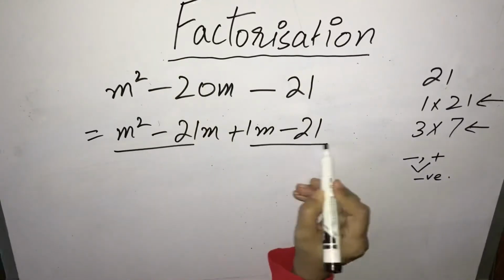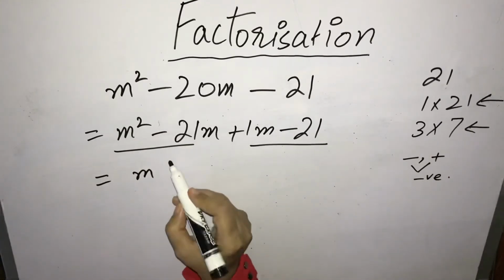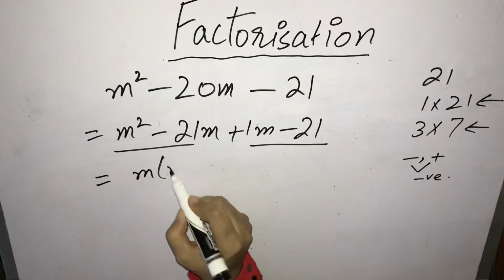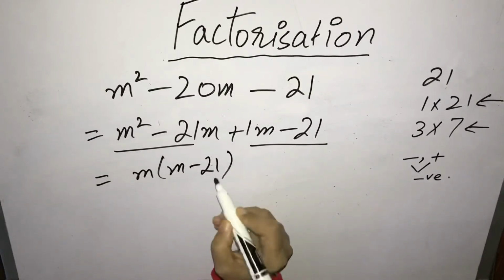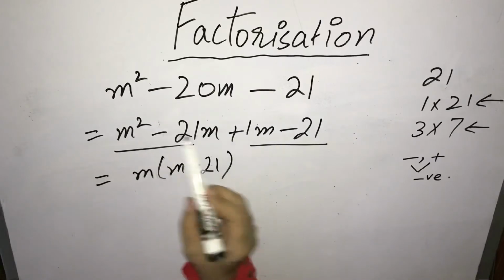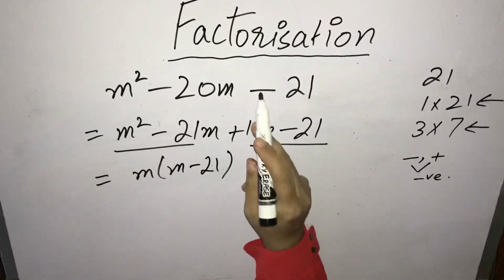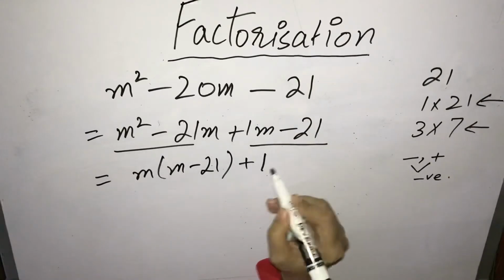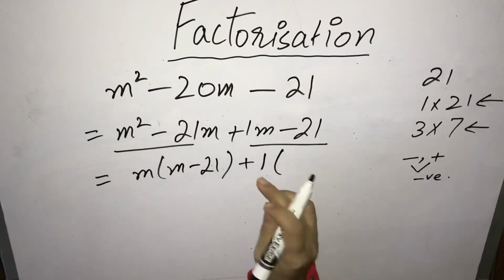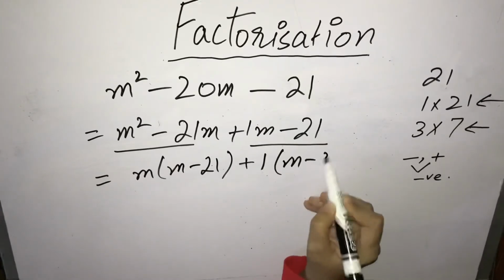You can also write m first. At the end you will have the same answer. m common, m minus 21; m common, m here, 1m here, 1m here, and 21 inside, m outside. What is common? Nothing common. You will take 1 outside. 1 is a multiple of every number, so you can take 1 outside, m minus 21.